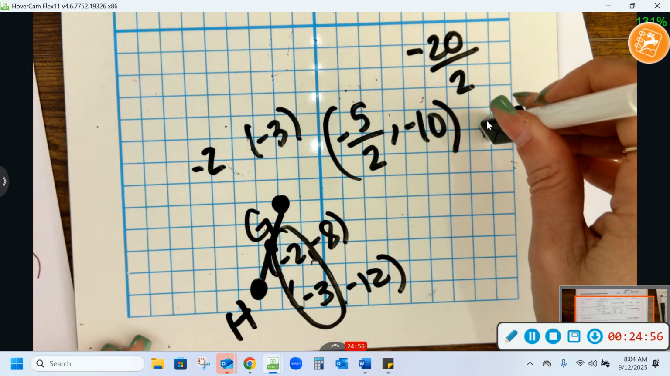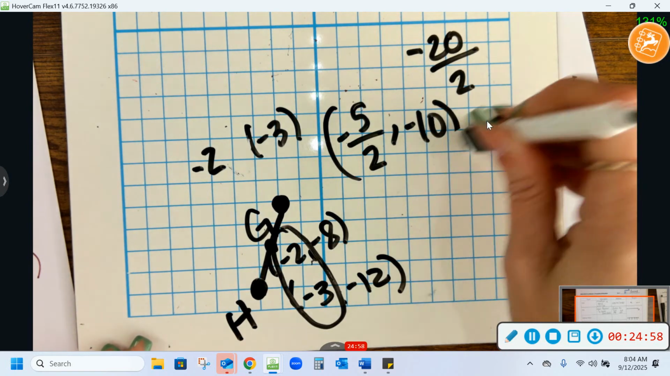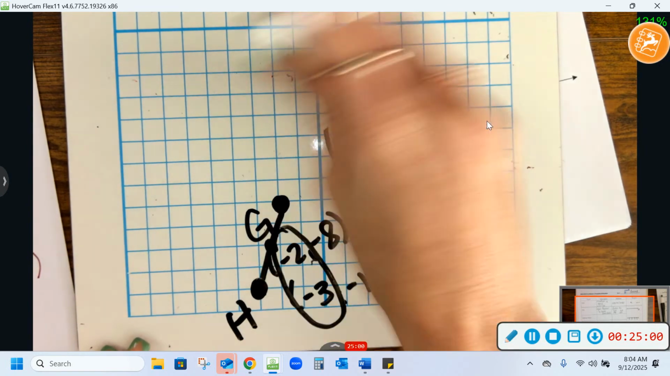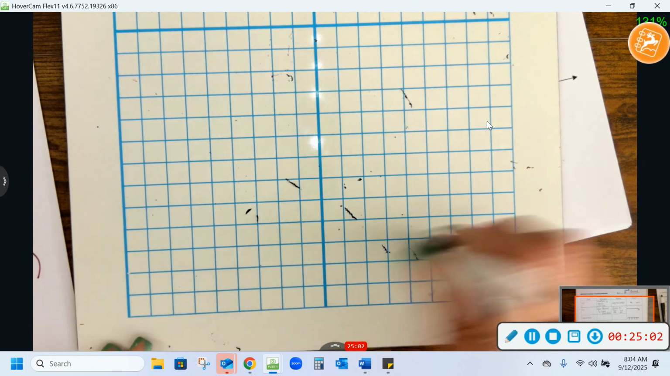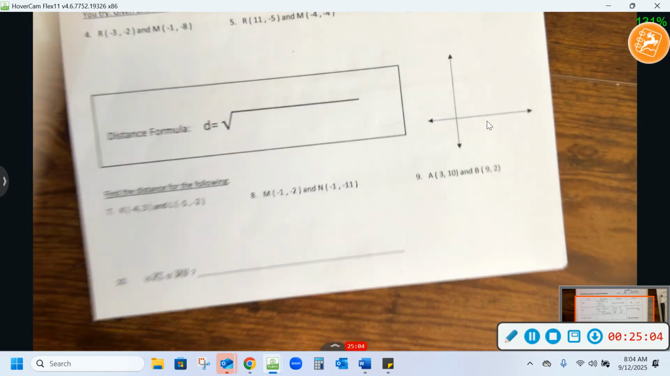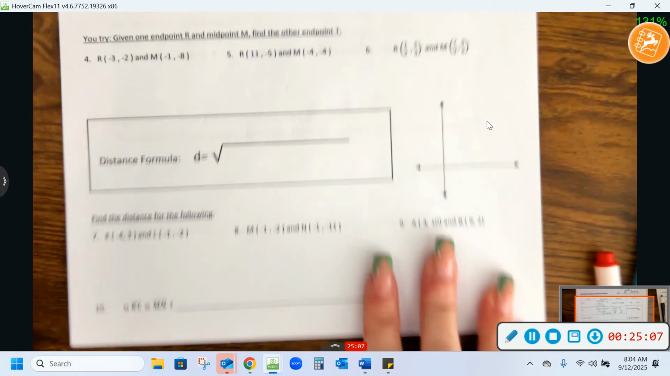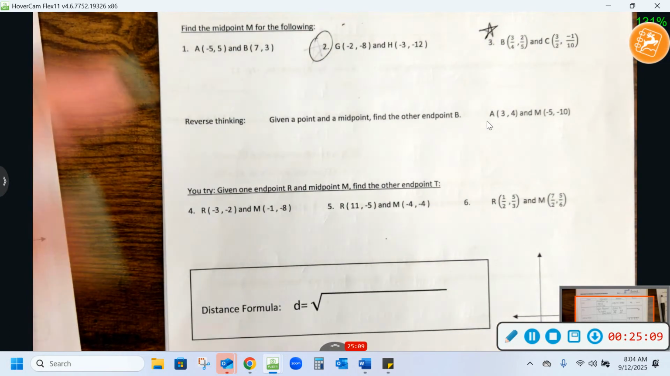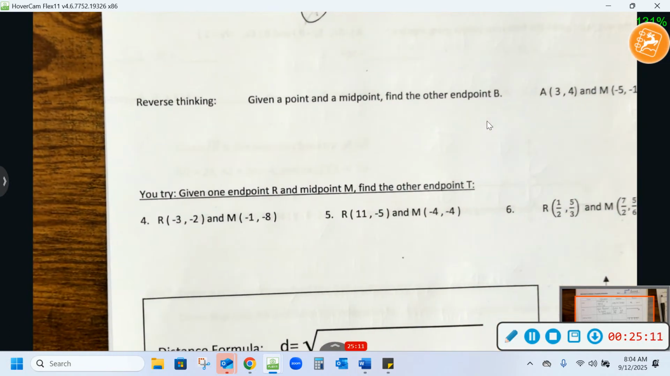Alright, erasing. Are we good? We're going to use this again in just a second. Pop back over to notes. And I'm going to show you how to make these easy.